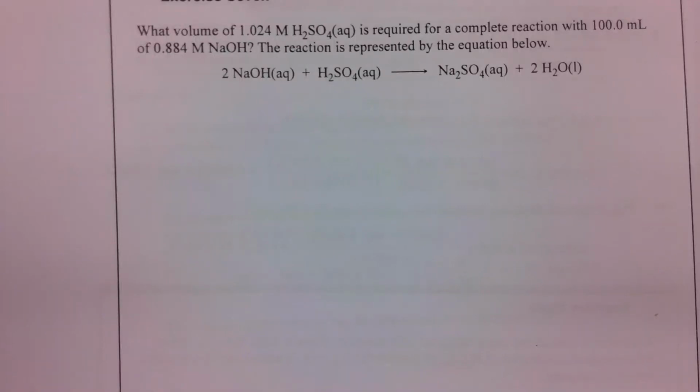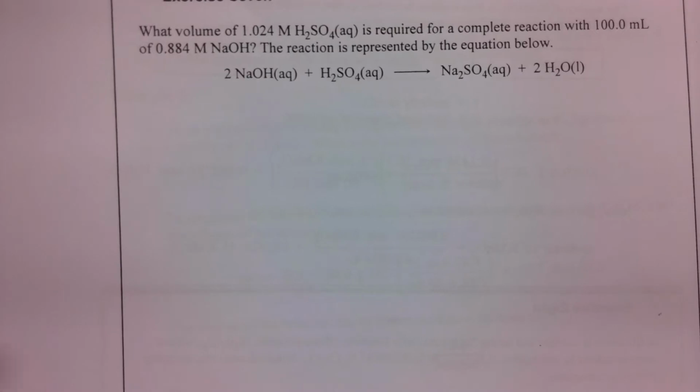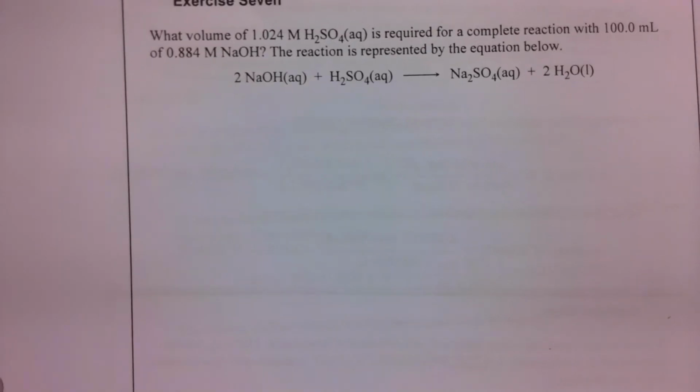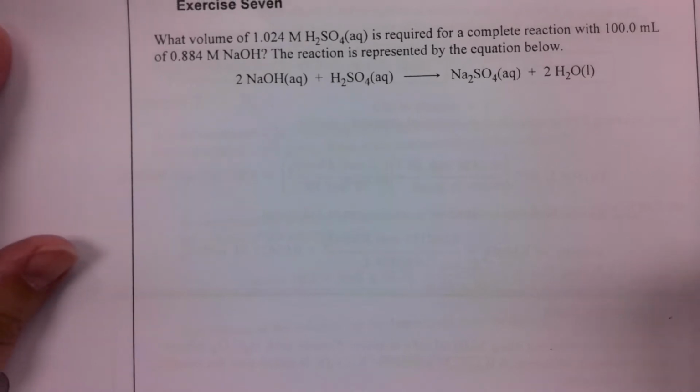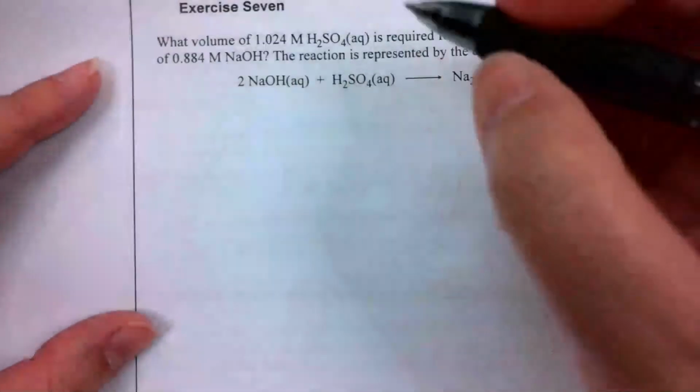0.024 molar H2SO4 is required for complete reaction of 100 milliliters of 0.884 molar sodium hydroxide. The reaction is represented by the equation below. And so then there's the equation. So the first thing you have to do is, if this was in your notebook, the chart would have been set up like this.